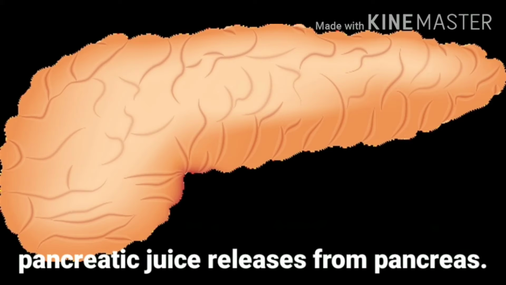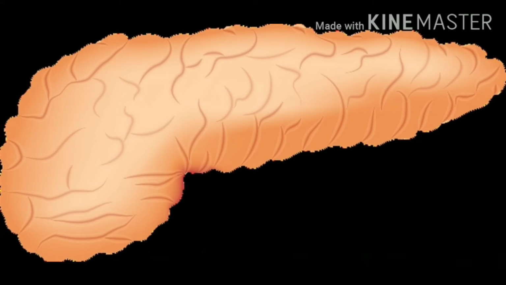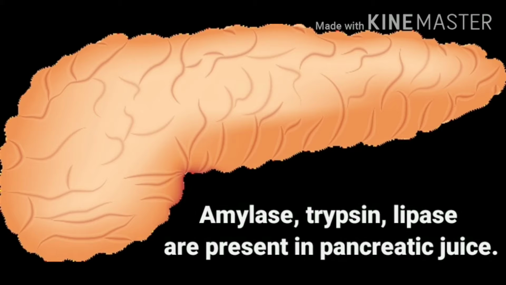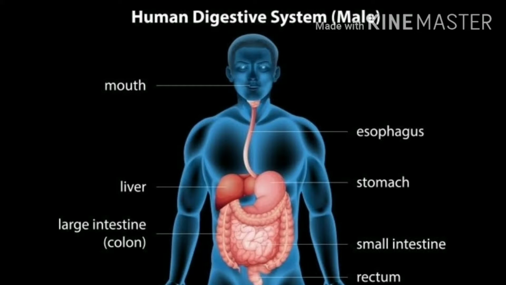Pancreatic juice is released from the pancreas. Pancreatic juice mainly contains three types of digestive enzymes. Amylase acts on carbohydrates, trypsin acts on proteins, and lipase acts on fats. The walls of the small intestine secrete intestinal juice called succus entericus. It helps in further digestion of carbohydrates, proteins and fats.